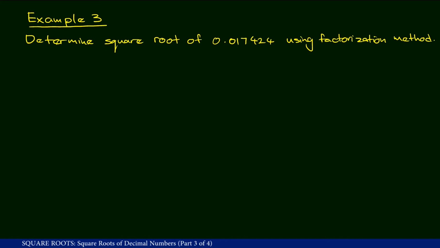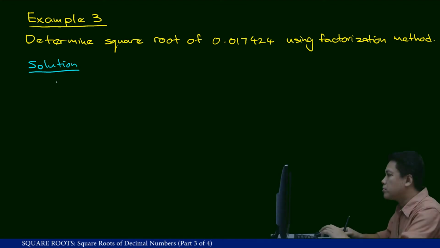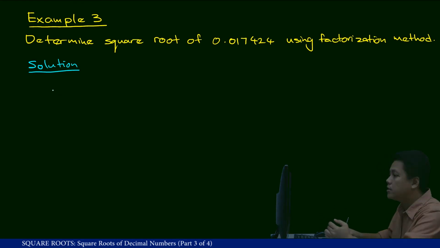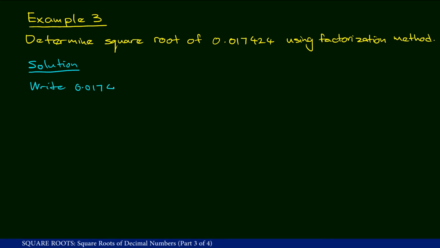Example 3. Determine the square root of 0.017424 using the factorization method. Similar to the previous steps, the first thing that we want to do is to write this number into a fraction of integer numbers. In this case, it is 17,424 over 1 million.